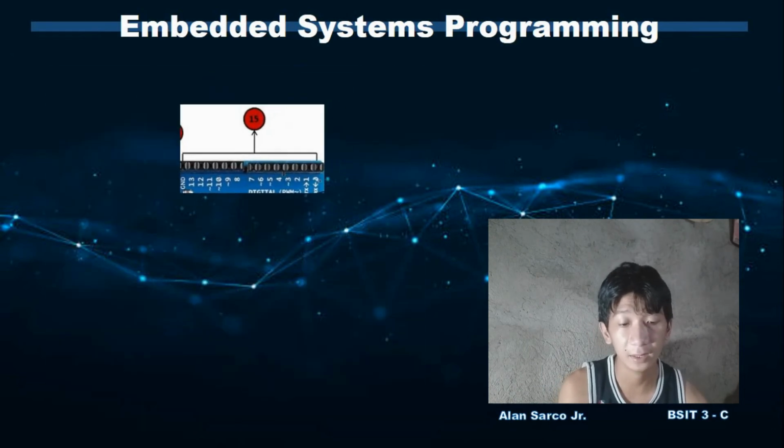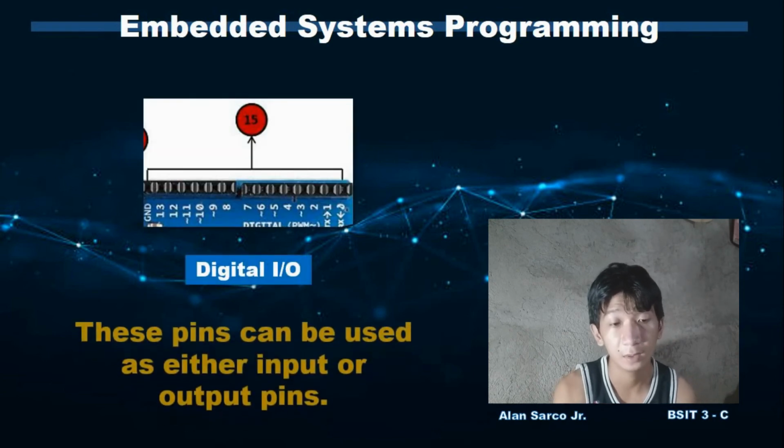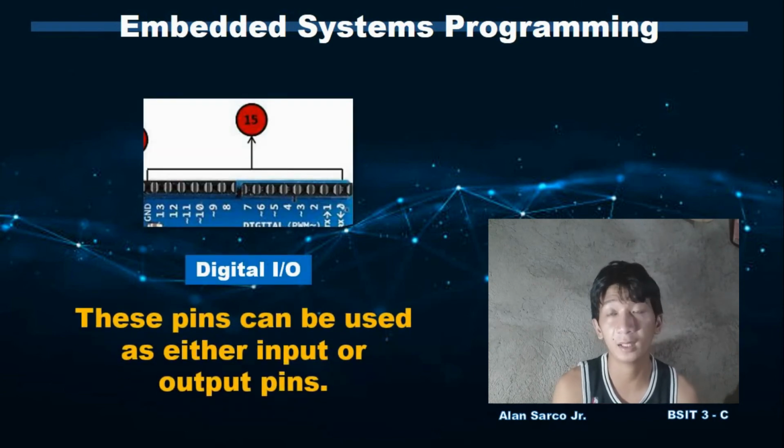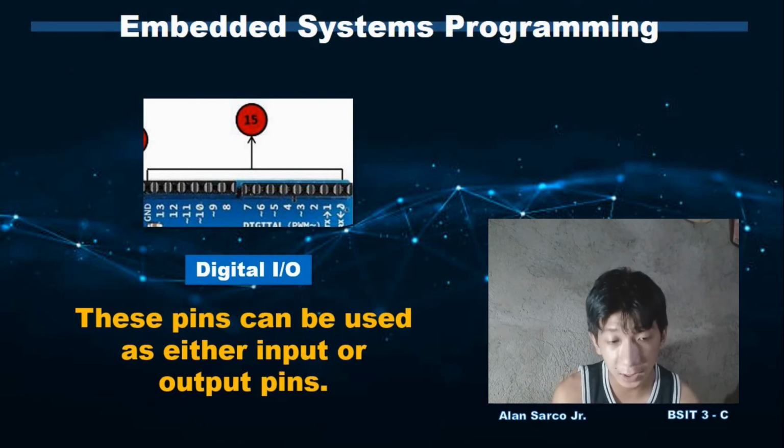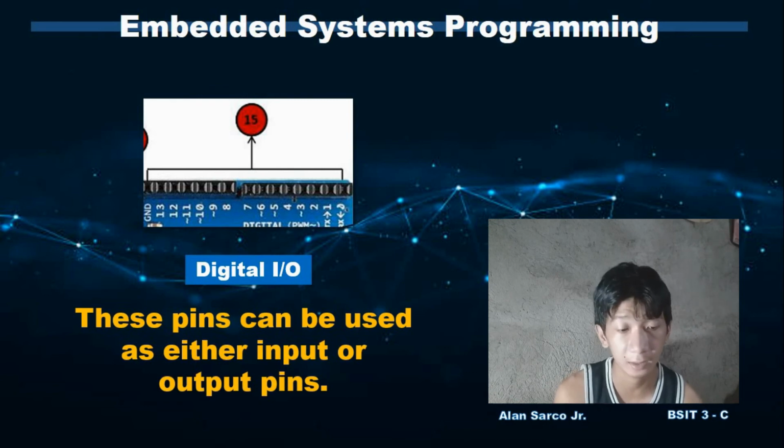Next is the digital I/O, or digital input output. You can find these pins labeled digital 0 to 13. These pins can be used as either input or output pins. When used as output, these pins act as a power supply source for the components connected to them. When used as input pins, they read signals from the components connected to them. When the digital pins are used as output pins, they supply 40 milliamps of current at 5 volts, which is more than enough to light an LED.